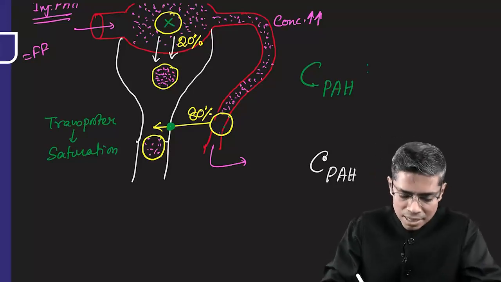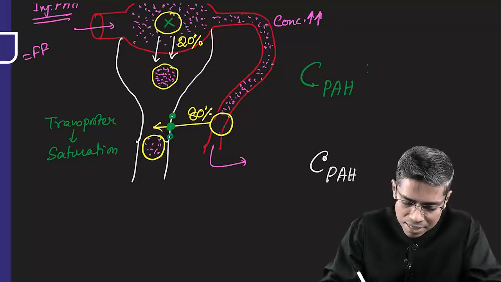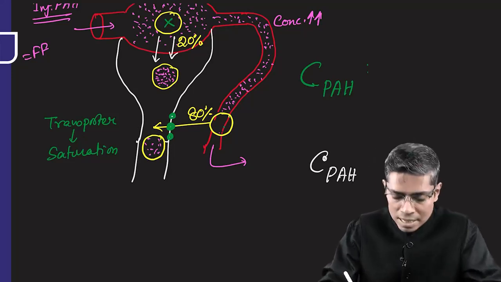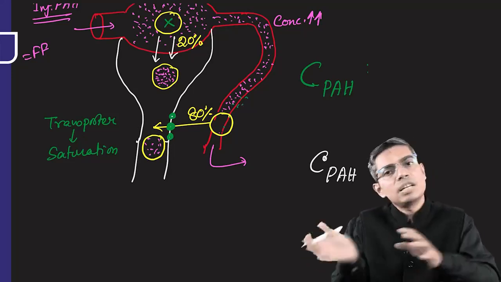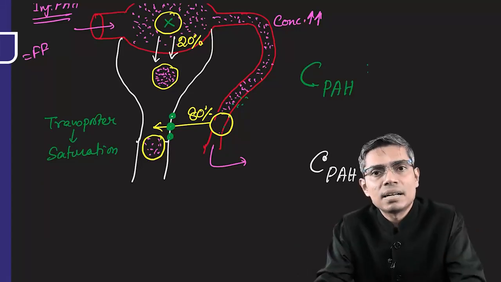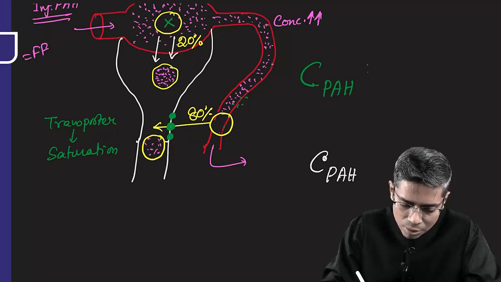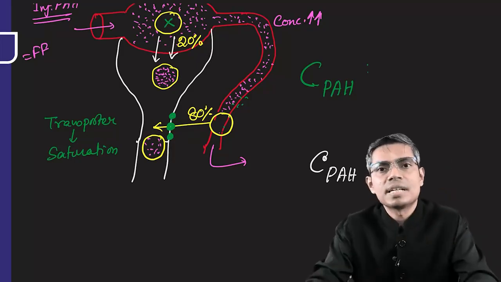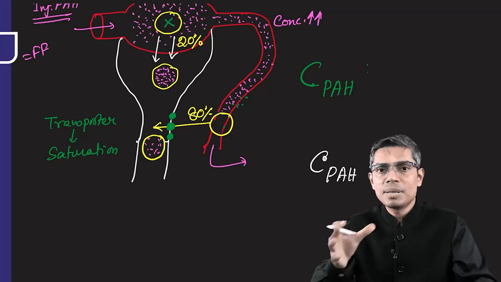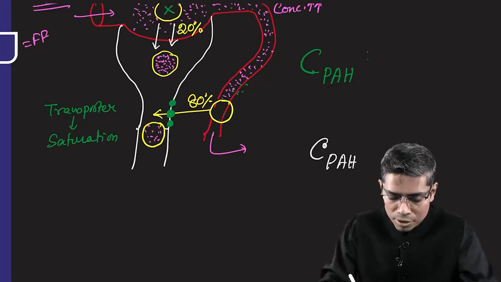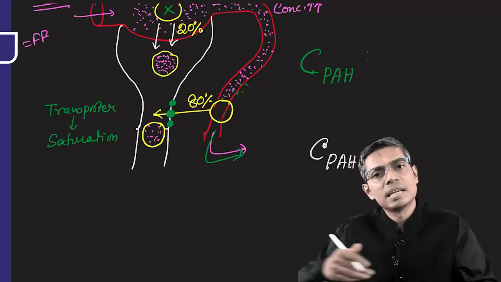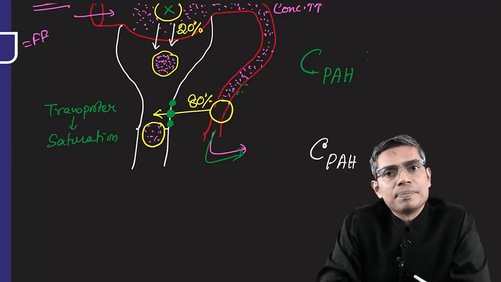Suppose there are 100 molecules of transporter at the level of the proximal convoluted tubule. If the PAH number is 100 here, then all will be secreted. But if it is greater than 100, suppose 150, what will happen? All these transporter proteins, all these carrier proteins, will be saturated, and the 50 molecules of PAH will not be able to be secreted here. They will enter the renal vein.